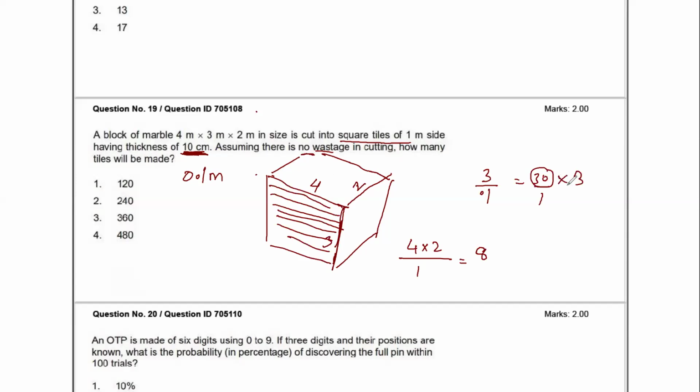So 30 into 8, 30 into 8, see what I'm writing, 3. So yeah, be careful. During the test also, silly errors you could make. Fortunately, 30 into 3, 90 option was not there. So 30 into 8, 240. That's your answer.